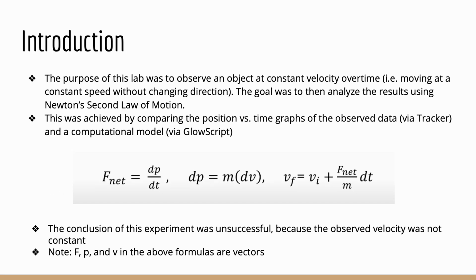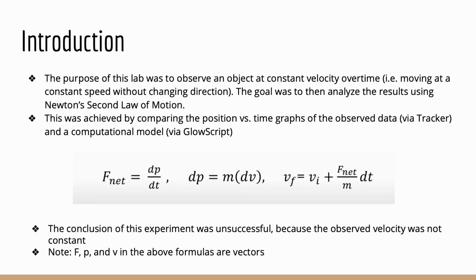The purpose of this lab was to apply Newton's second law to everyday life by observing an object at constant velocity, or at a constant speed without changing direction. Using Newton's second law, the goal was to analyze the results to determine if the surroundings were exerting a net force on the object, or system, which we will cover in the theory section.